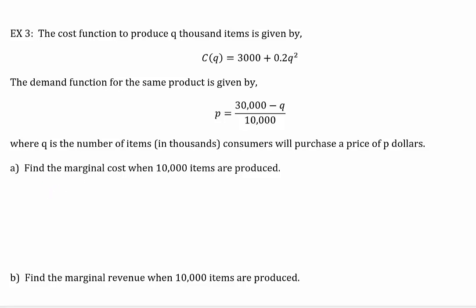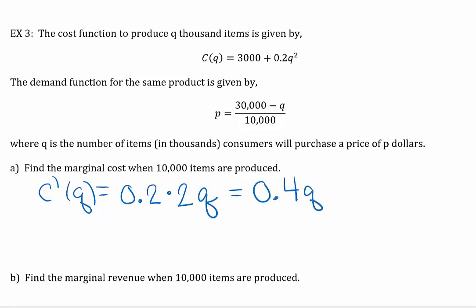So first, marginal cost means derivative. So I'm going to find the derivative of that cost function. Let's see, the derivative of 3,000, that is a constant, so the derivative is 0. And then I've got 0.2 q squared. So my derivative is going to be 0.2 times 2q, or 0.4 q.